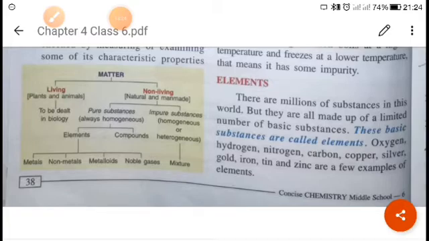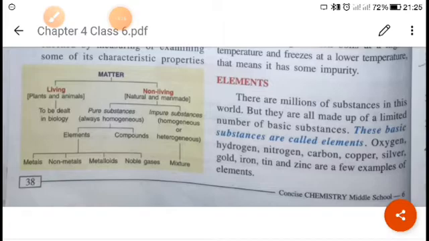Just like oxygen, you will get so many compounds of oxygen. For hydrogen you will get so many compounds of hydrogen, so many compounds of nitrogen, carbon, copper, silver, iron, gold, tin. So you will get so many compounds of these. But the basic is what? Oxygen is an element. But if you talk about H2O, it is a compound. Or if you talk about H2SO4, sulfuric acid, the hydrogen, sulfur, and oxygen present in H2SO4 are elements.